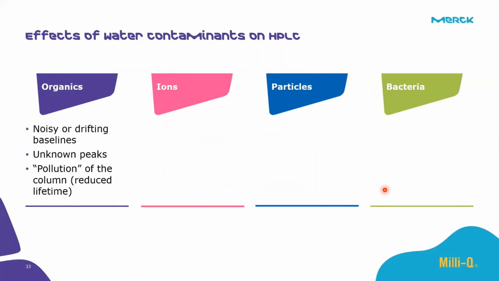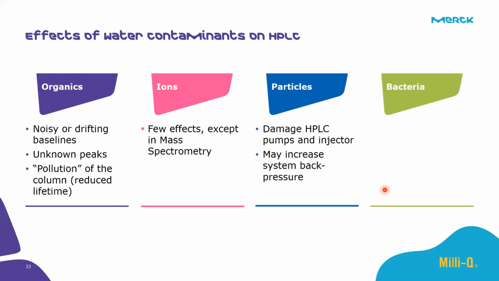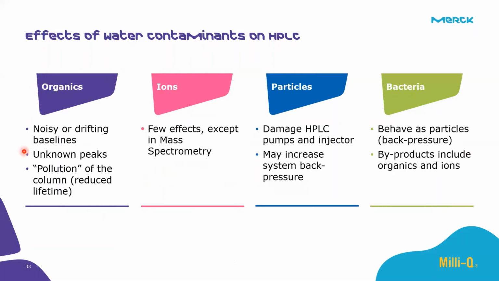So the effects of these contaminants we talked about: organics, you'll have noisy or drifting baselines. You'll have what we call ghost peaks, or unknown peaks, and reduced lifetime of the columns. The ions will have few effects, but will have a lot of effect when it comes to mass spectrometry and also ion chromatography. Particles will damage the HPLC pumps and injectors, and may increase the system back pressure. Bacteria will behave the same way as the particles.